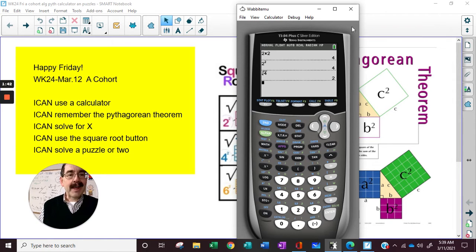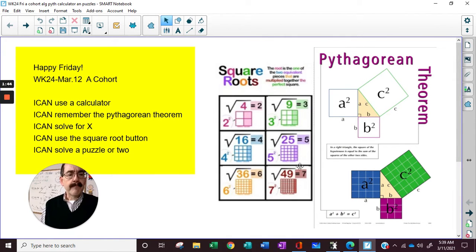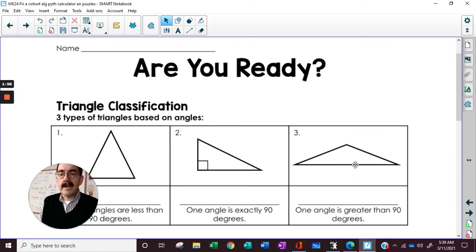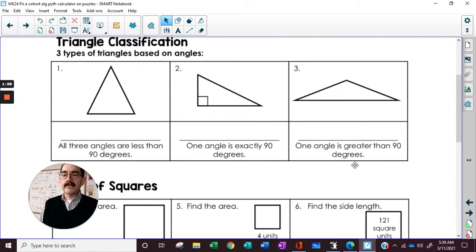All right, enough of that. Moving on. Okay, what we wanted to do is devote these Fridays to a fun activity and algebra skills. All right? So the first thing we want to do today is just kind of talk about some triangles.